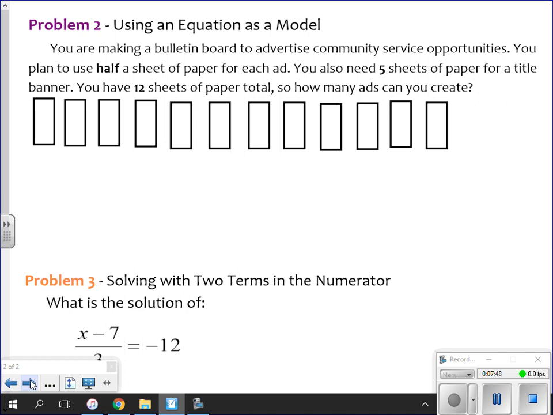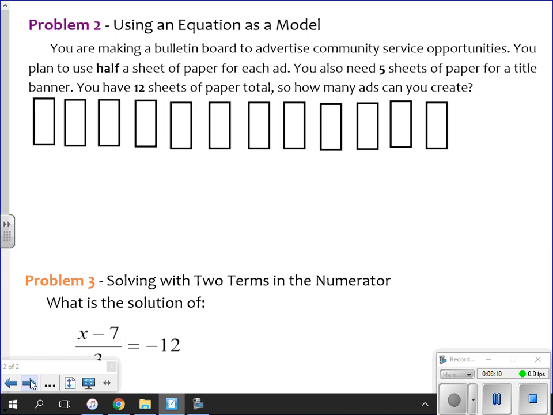Using the equation as a model. So, you were making a bulletin board to advertise community service opportunities. You plan to use a half sheet of paper for each ad. You also need 5 sheets of paper for a title banner. You have 12 sheets of paper total. How many ads can you create?